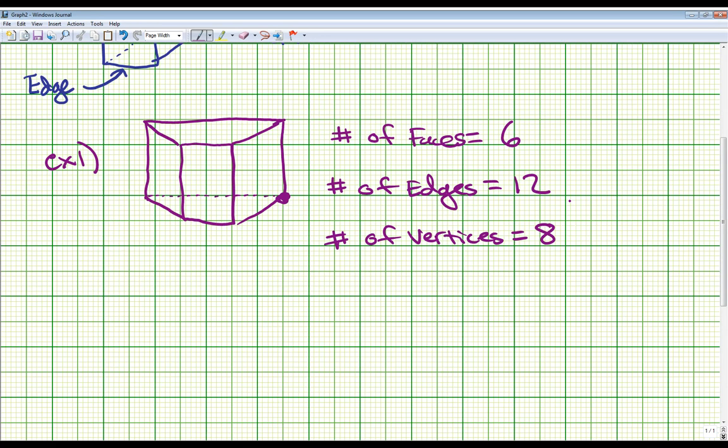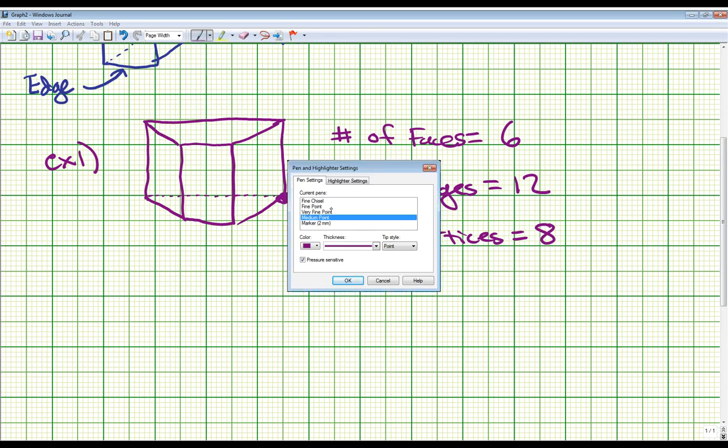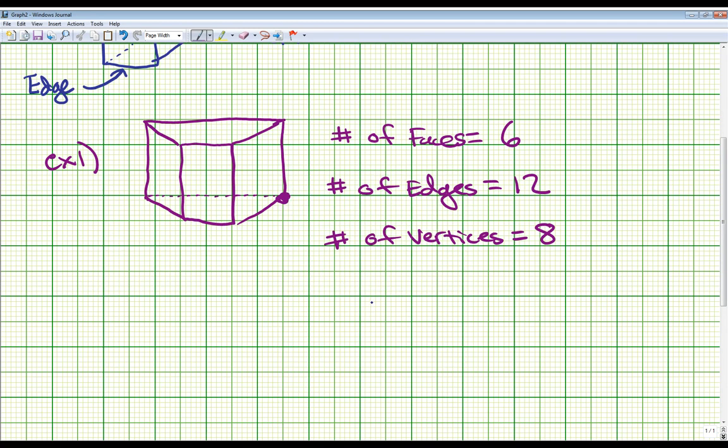Go ahead and pause the video and try number 1 on your own midway down the page on 356. Okay, if you tried that one, you're doing the same thing we did in our example. So we want faces, edges, and vertices. For number 1, there are 5 faces, there are 9 edges, and there are 6 vertices.